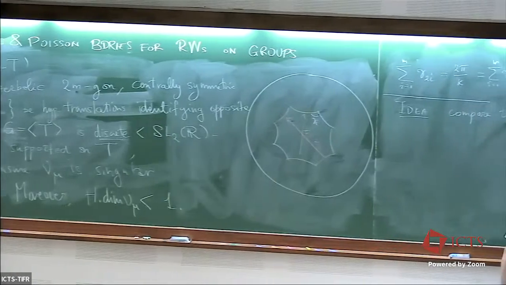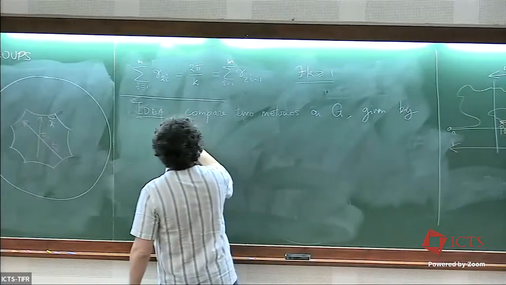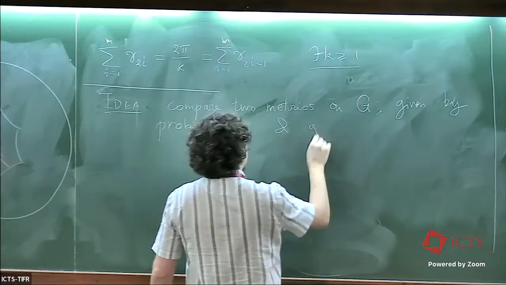on G, one given by probability, and the other one given by the geometry.